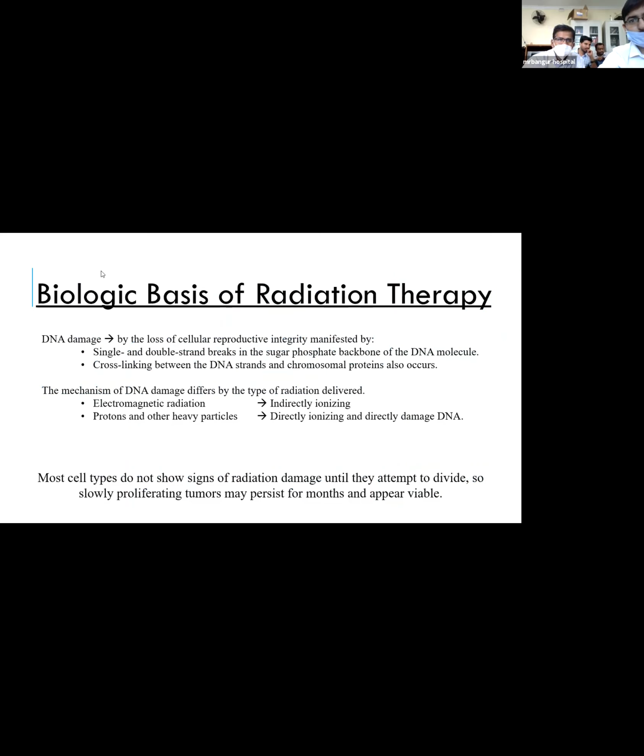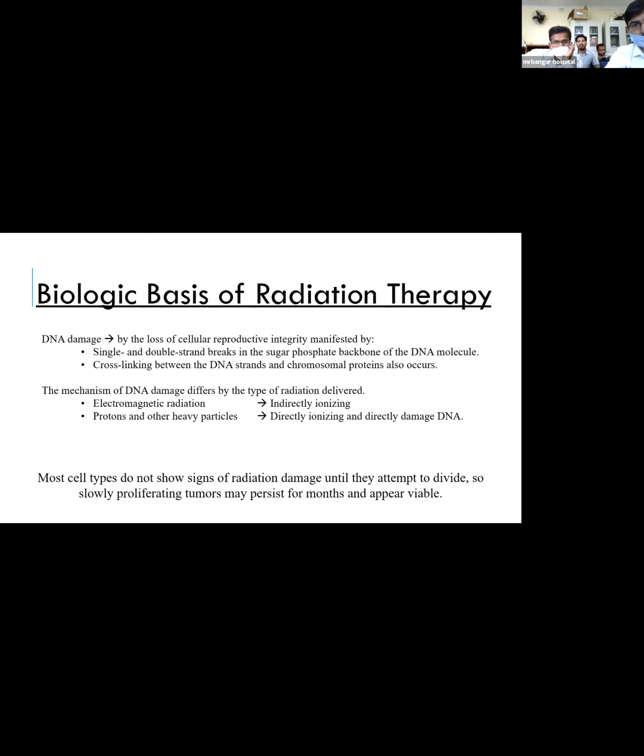Now we come to the biological basis of radiation therapy. DNA damage in radiation therapy is by the loss of cellular reproductive integrity, which is manifested by either single or double-stranded breaks in the DNA molecule, or cross-linking between the DNA strands and chromosomal protein. The mechanism of DNA damage differs by the type of radiation.